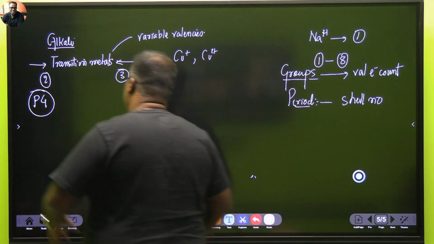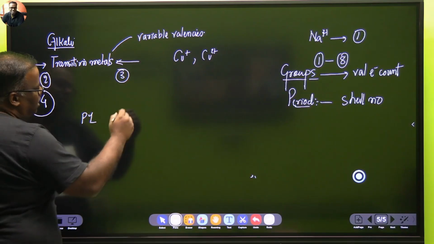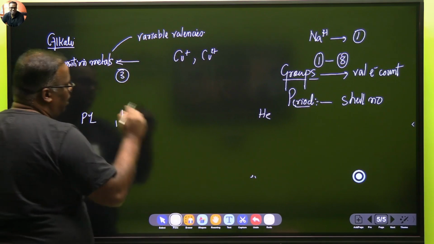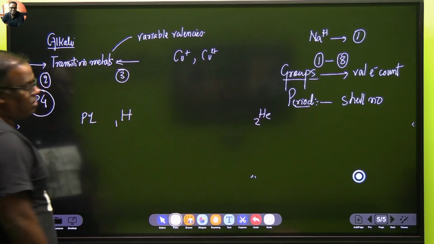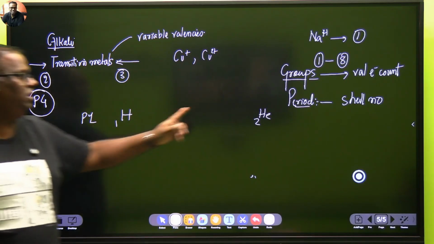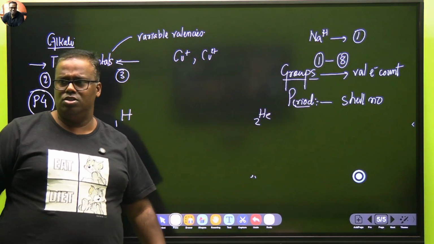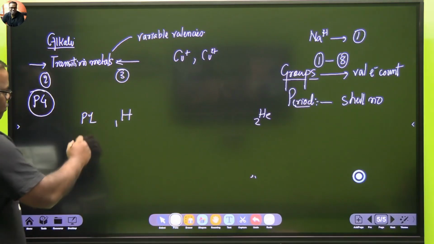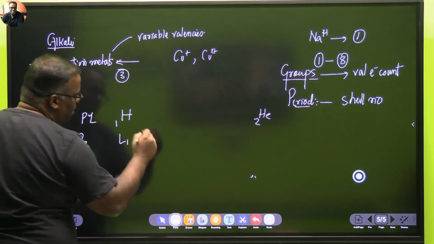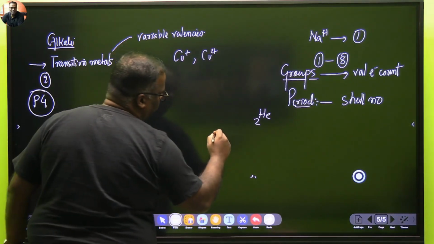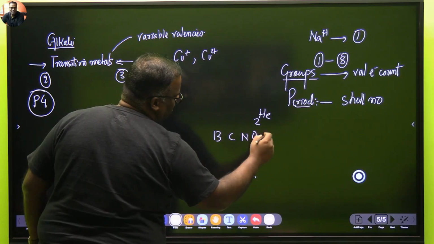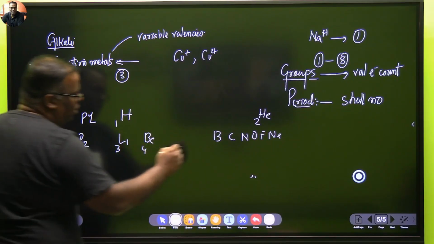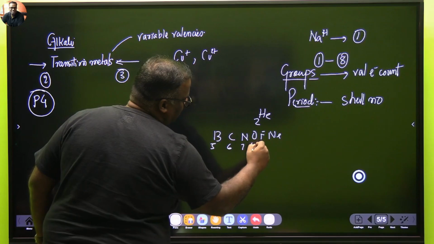Let's understand. Let's say we take period 1. In period 1, we have got hydrogen and helium. Atomic number 1, atomic number 2. How many electrons in hydrogen? 1 electron. How many electrons in helium? 2 electrons. So which shell will get filled up? First shell. First shell filled up. If we come to period 2, lithium, beryllium, boron, carbon, nitrogen, oxygen, fluorine, and neon. So lithium we say 3, 4, 5, 6, 7, 8, 9, 10.